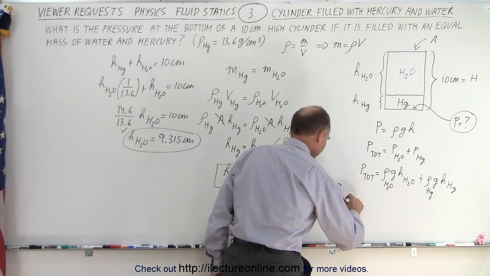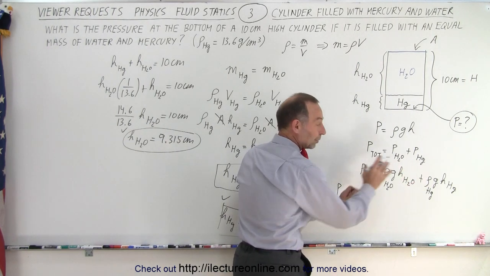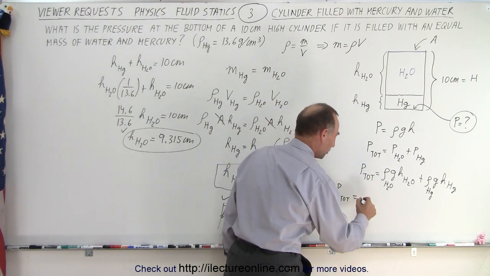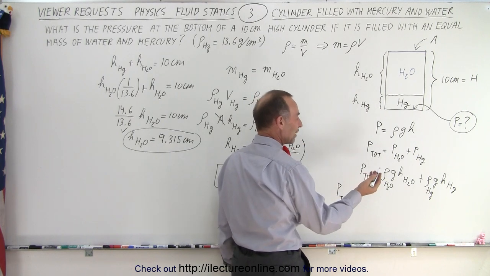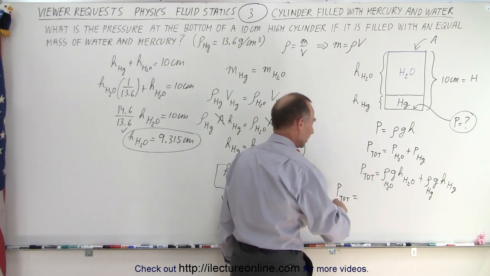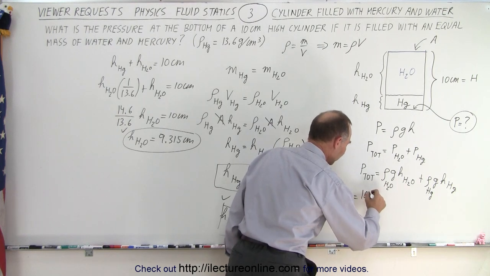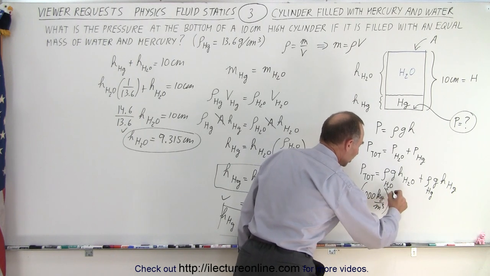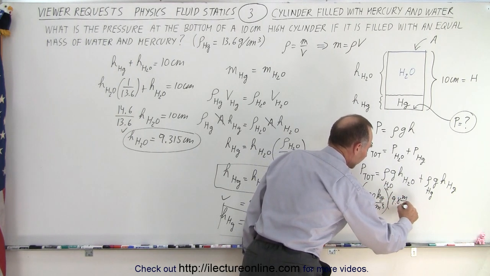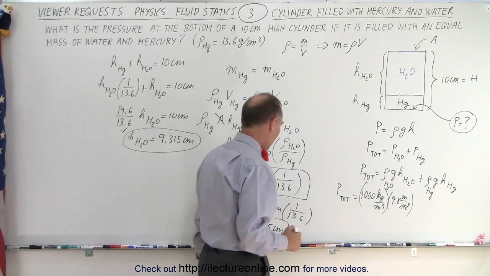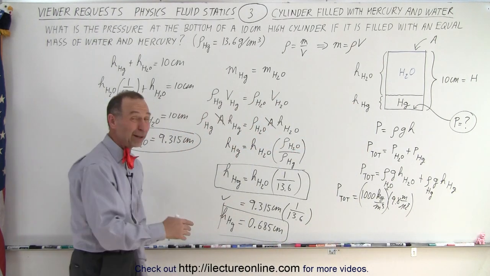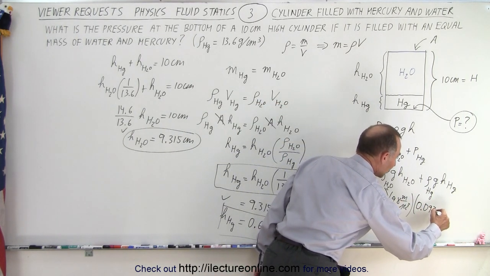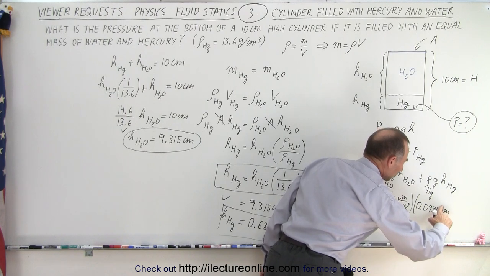Pressure total is equal to, no, because I'm only doing that. The density of the water, let's see, we can do it in grams. Nah, we'll do kilograms, that's better. Density would be 1,000 kilograms per cubic meter. G, 9.8 meters per second squared. Height of the water in meters, because now we want to convert that to meters, is equal to 0.09315 meters. That should be a 5 there.